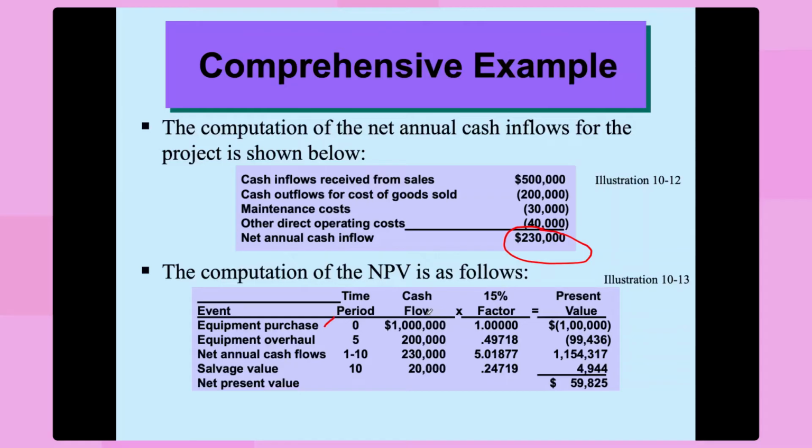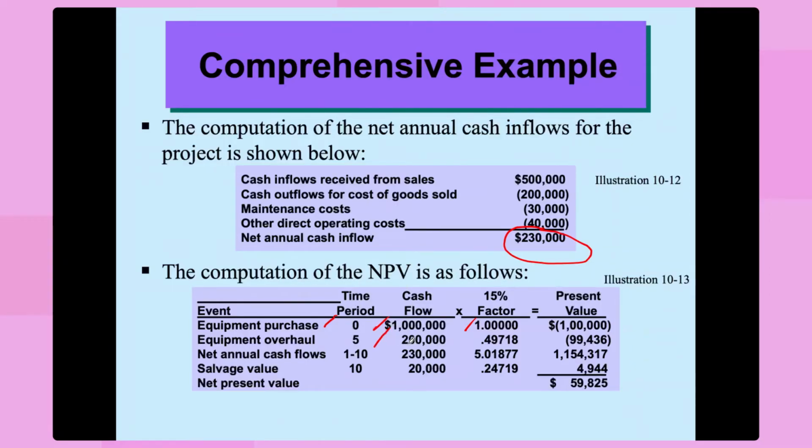Equipment purchase, of course, the present value is 1, because it is today. That's why 1.0. So meaning you have 1 million. So 1 million is our cash flow. By the way, if negative, it is basically an outflow. Right? So negative is outflow. All right. And also you have your overhaul.